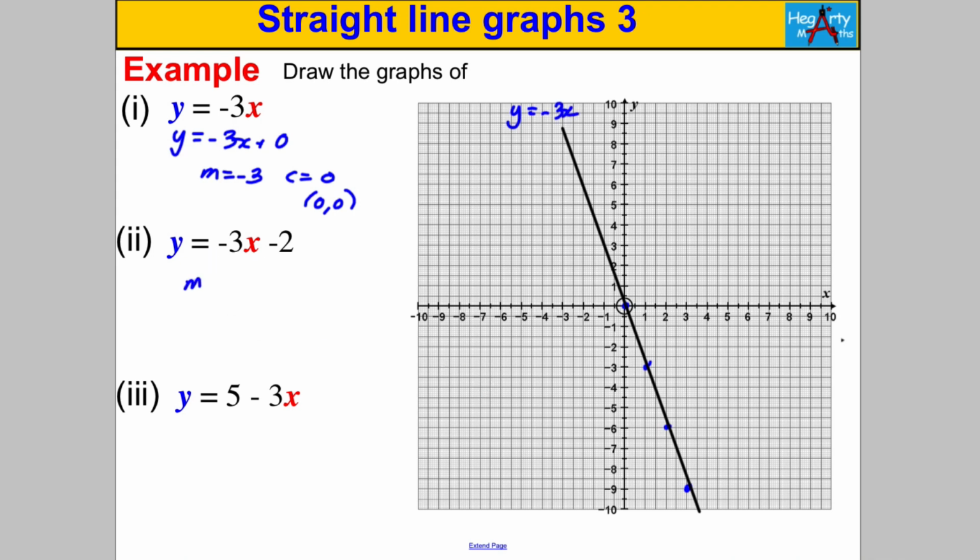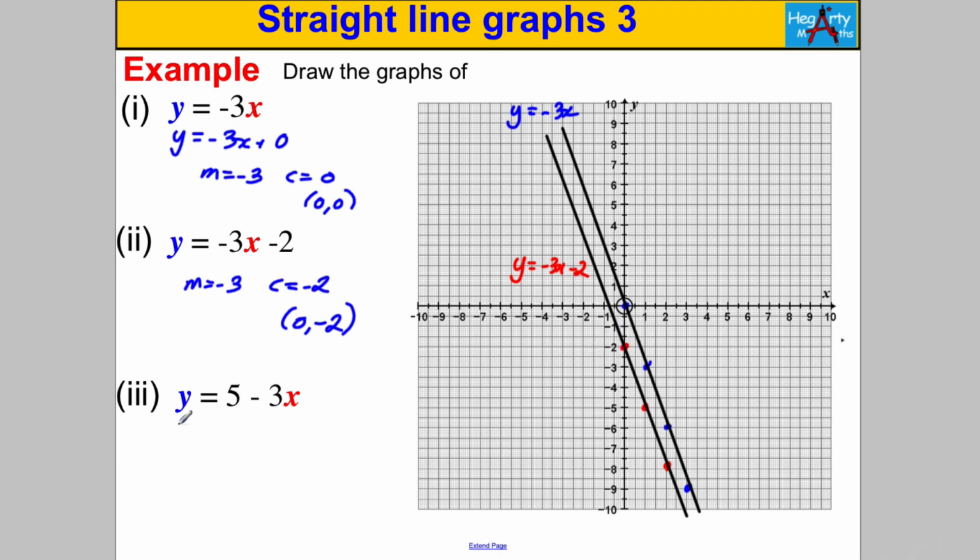What about this one? Well, here we can state that m is negative 3 and c is negative 2. So the gradient's negative 3, it goes through the y-intercept 0, negative 2. So let's start at 0, negative 2 here, go across to the right 1 and I go down 3. Across to the right 1 and I go down 3. And you can see I've got myself my straight line there, which I'm just going to draw like that. And that's the line there, y equals negative 3x take away 2. Still got a gradient of negative 3 like the one before it, but has a y-intercept of 0, negative 2.